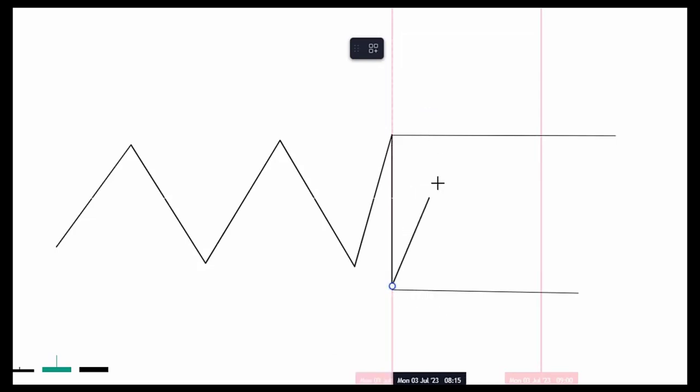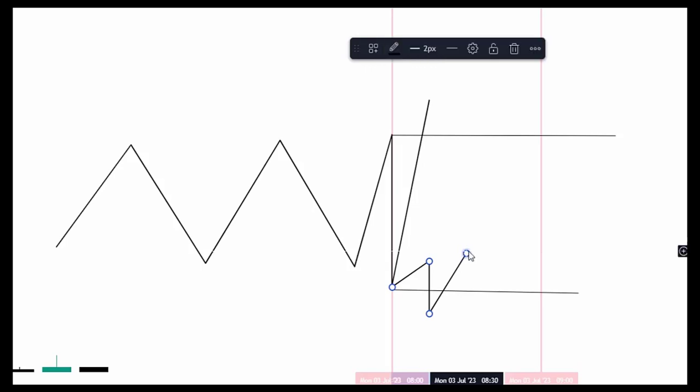Let's say we have the price take out this high first. What we'll be looking for is a trade in the opposite direction. Similarly, when we have something like this, let's say the price did something like this and first takes out this low, we'll be looking for a trade in the opposite direction. We're looking for a long position.